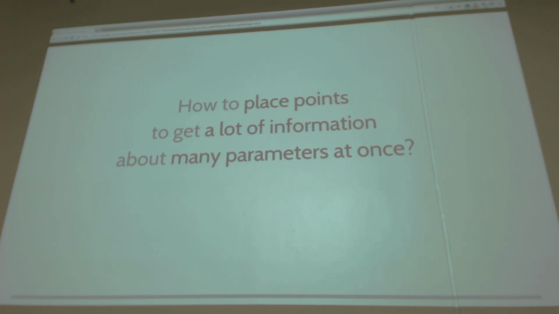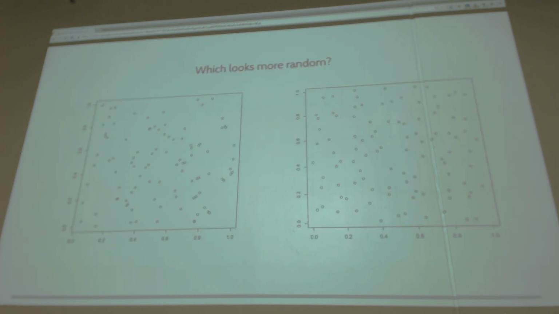So this is the goal. How do we place points to get a lot of information about many parameters at once? Let us see if we can approach this by just taking a bunch of random points and hoping it will be good enough.